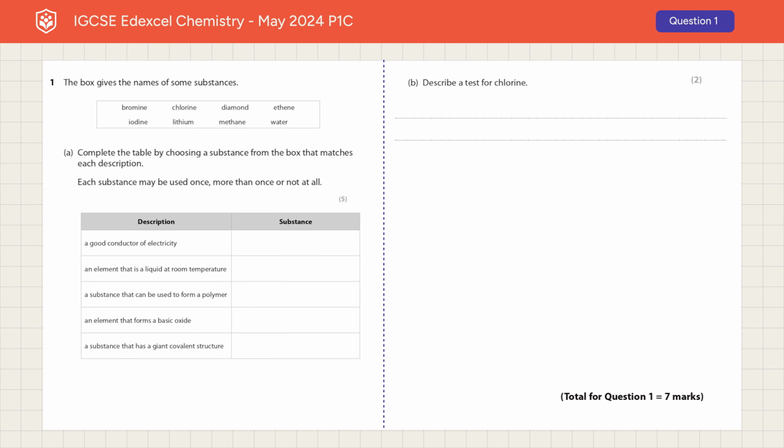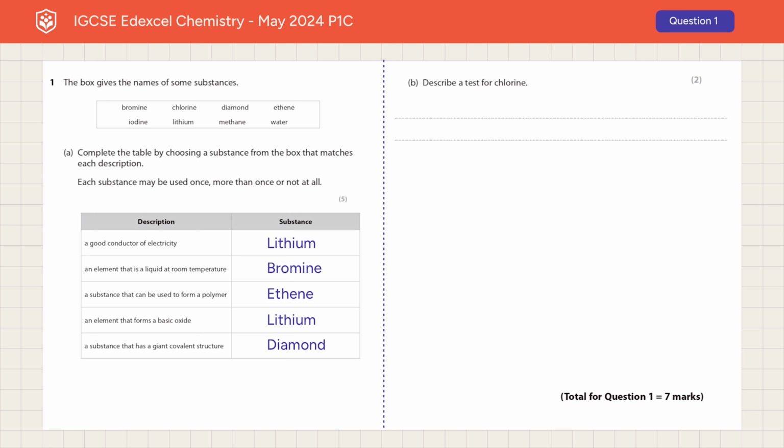First, for a good conductor of electricity, I chose lithium because it's a metal with delocalized electrons. For an element that is a liquid at room temperature, the correct substance is bromine. The description, a substance that can be used to form a polymer, refers to ethene, as it's an alkene that undergoes addition polymerization. For an element that forms a basic oxide, the answer is lithium again, since metal oxides are basic. And finally, for a substance that has a giant covalent structure, the answer is diamond.